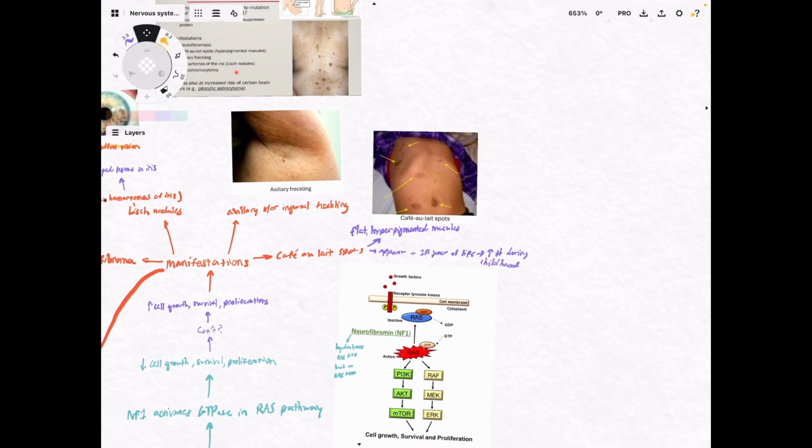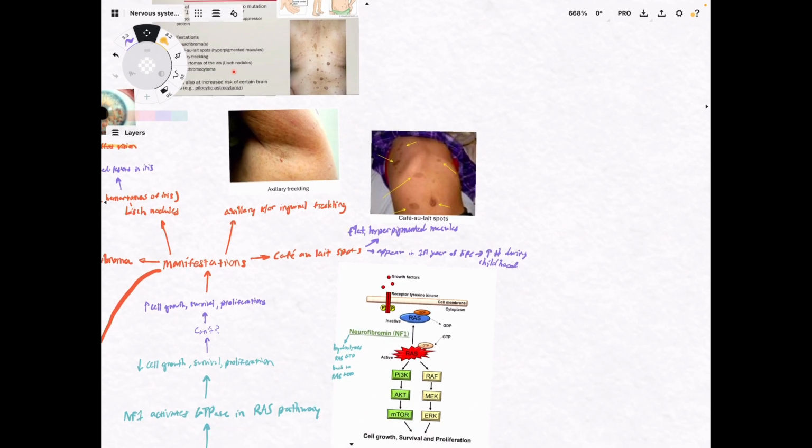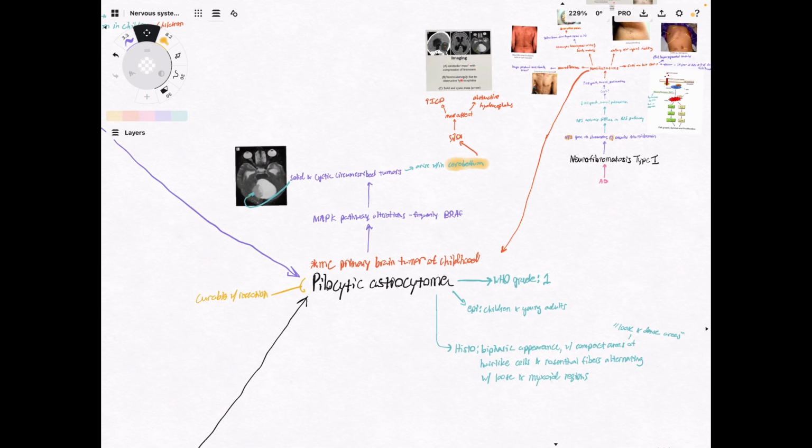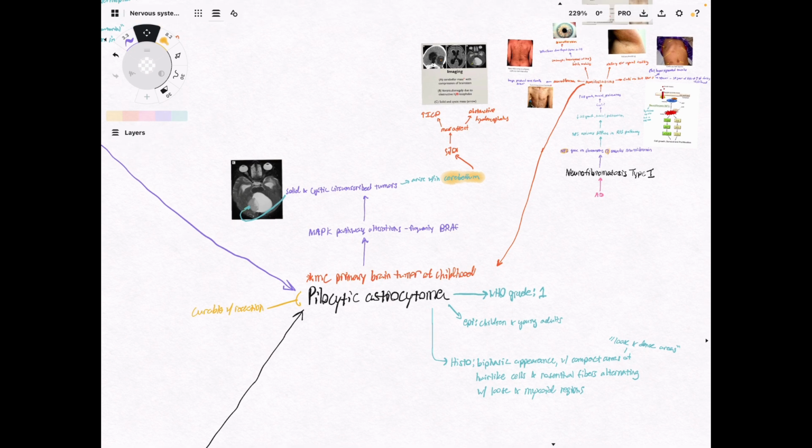We already talked about café-au-lait spots, which are flat, hyperpigmented macules. These typically appear in the first year of life and increase as you get older in childhood. Another tumor that you can get from neurofibromatosis type 1 is pilocytic astrocytoma. This is the most common primary brain tumor of childhood. It's very resectable with a WHO grade 1. Again, it's below the tentorial line, so the line separating the cerebellum and the cerebrum.